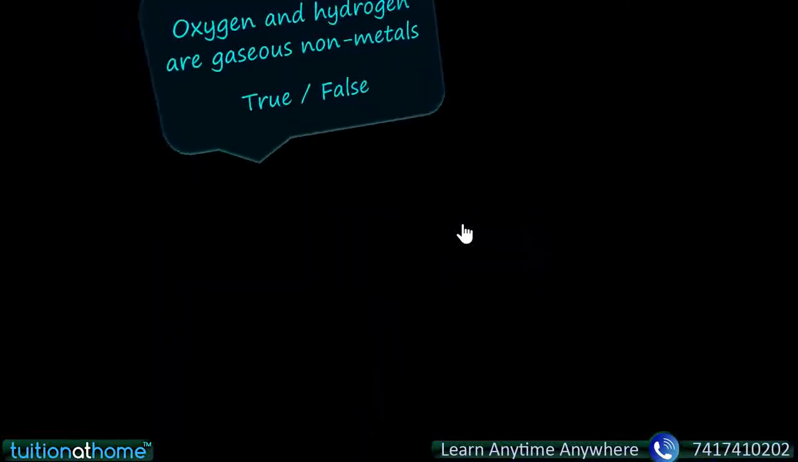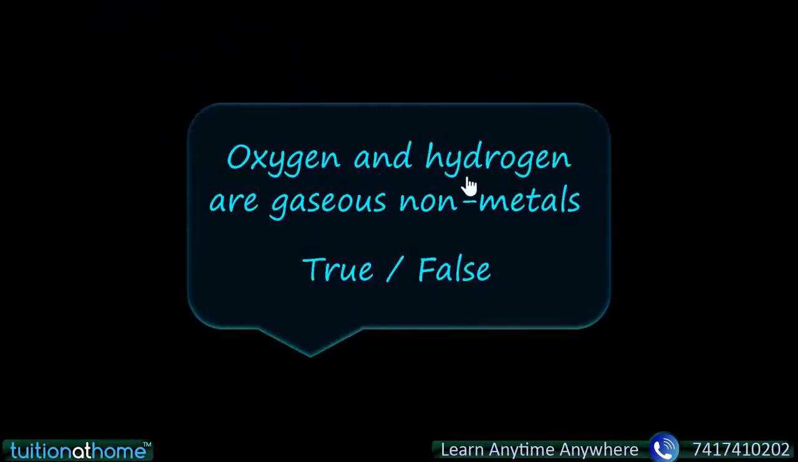Next, we have: oxygen and hydrogen are gaseous non-metals. Well, we certainly know about oxygen here, and hence we can take a guess for hydrogen too. So hydrogen and oxygen are both gaseous non-metals, which means this is true. So here we have understood and summarized the differences between metals and non-metals. Now you know what kind of questions can be asked and you know the reasoning behind them.